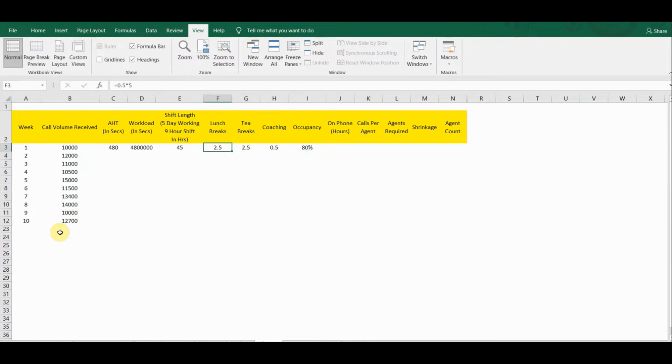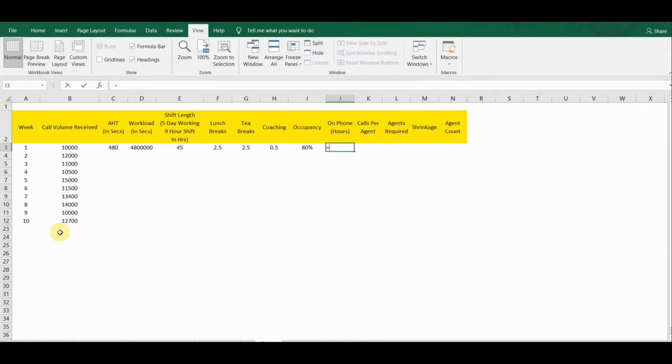Now, once we have calculated the workload, and we have the data for the shift hours, the lunch breaks, the tea breaks, the coaching, and the occupancy, we'll calculate the time that the agent will be on phone. There will be time when the agent is logged in, he is on avail, there is no call volume, or he is not on a call, he is sitting idle. That is the idle time. So on phone hours is the time when the agent will be speaking to the customers.